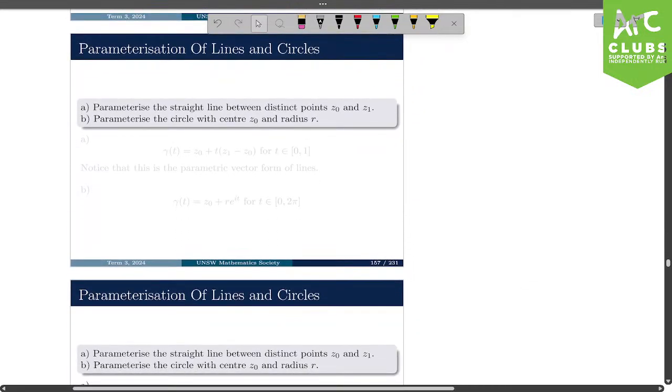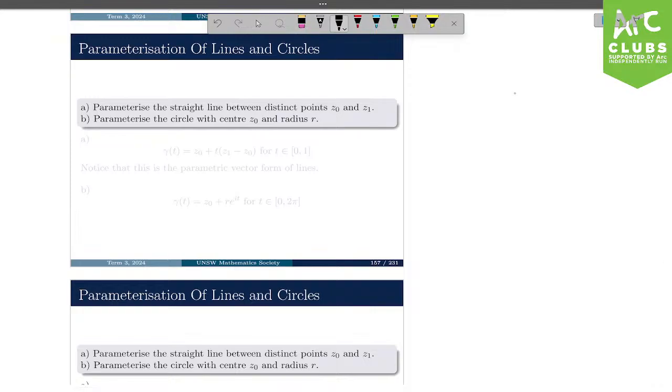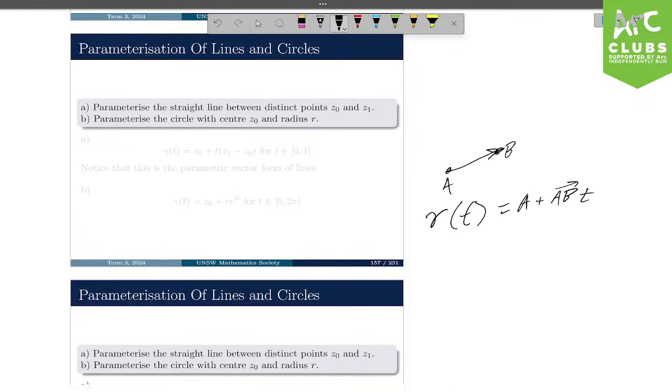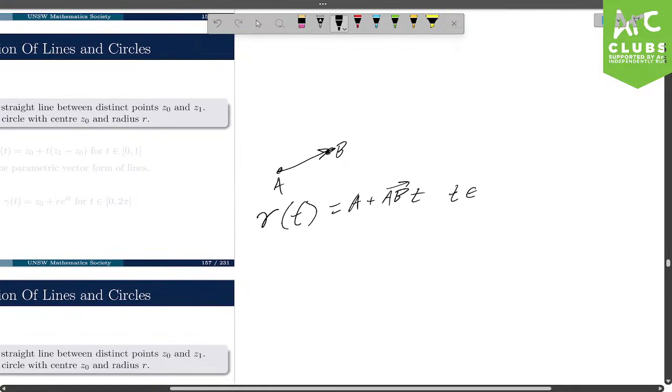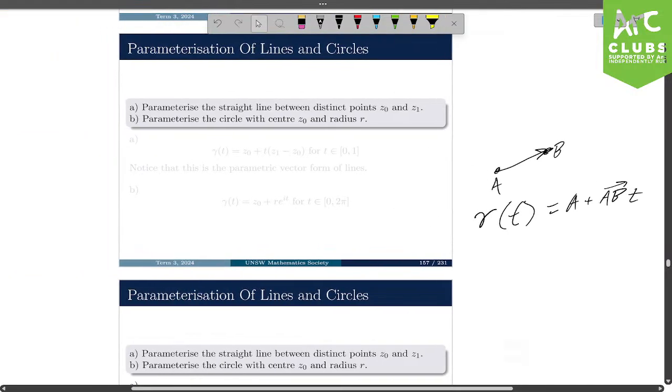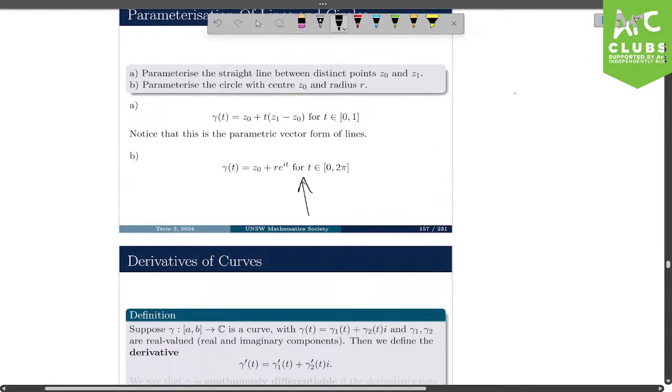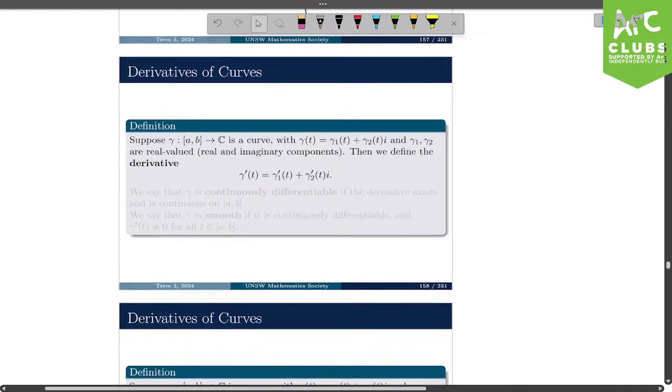We have parameterizations of lines and circles. We can use a straight line for lines. We go from A to B. Very similar to how we do it in vector methods. We just write this in terms of t as a plus ab times t, and we just say t is an element from 0 to 1. Okay? So that's that. And then parameterizing a circle with a center, we love our polar coordinates, so we just apply that as required. All right, fantastic. Next up, derivatives of curves.